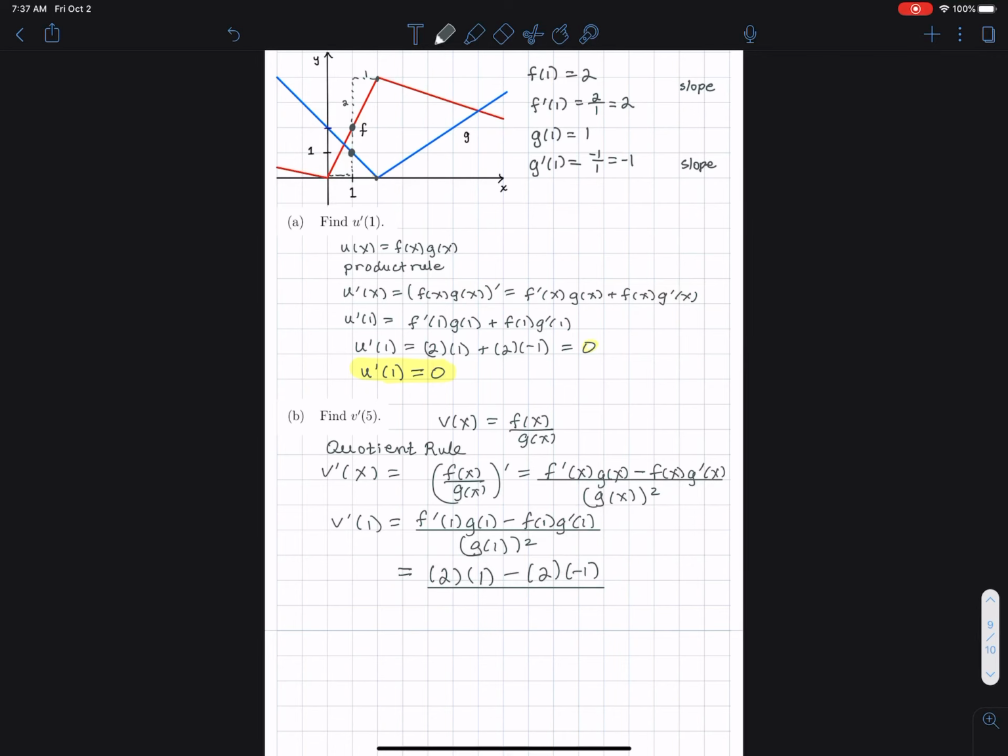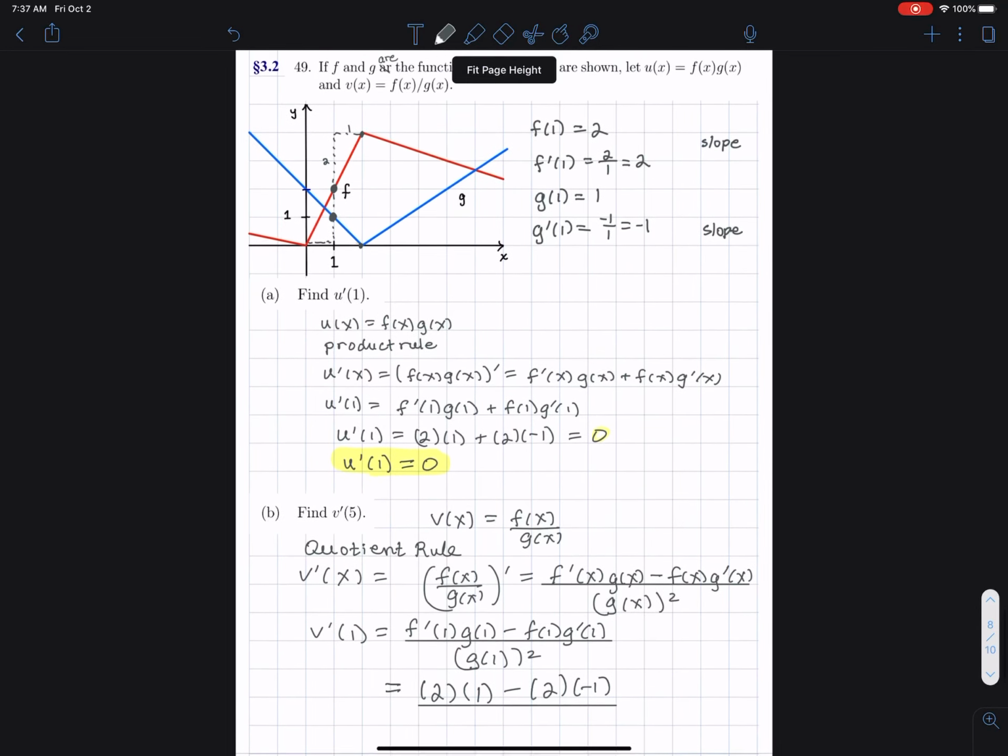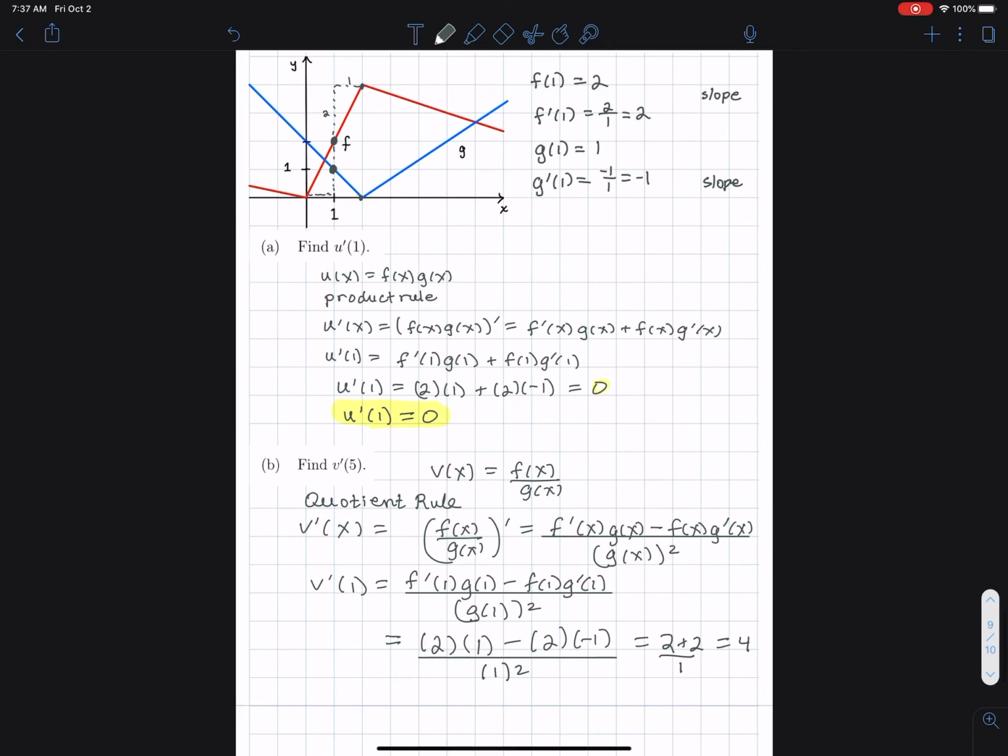Oh man, almost running out of room here. Divide by g of 1 squared. What's g of 1? Oh, g of 1's 1. Is g of 1 really 1? Yeah, I guess it is. So the denominator is just 1 squared. Therefore I get 2 plus 2 divided by 1, and that's 4. So v prime of 1 is equal to 4.